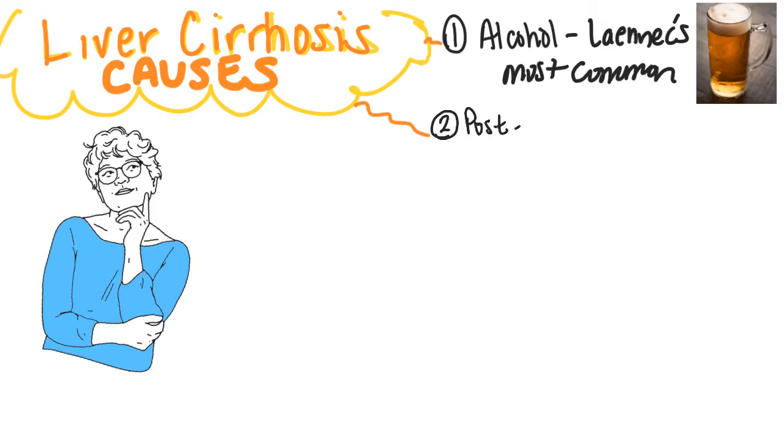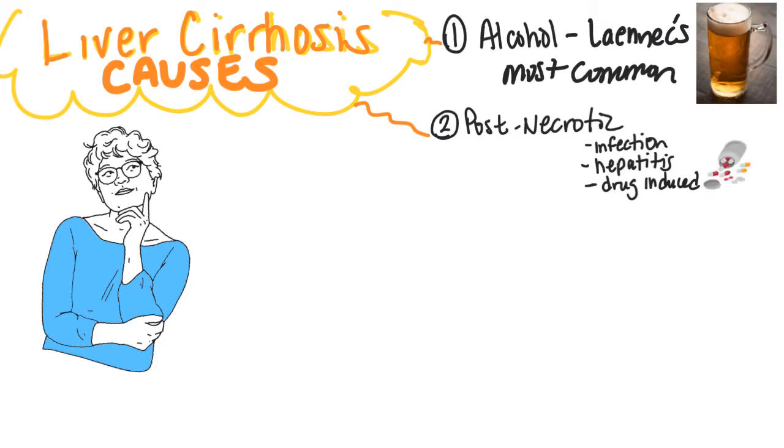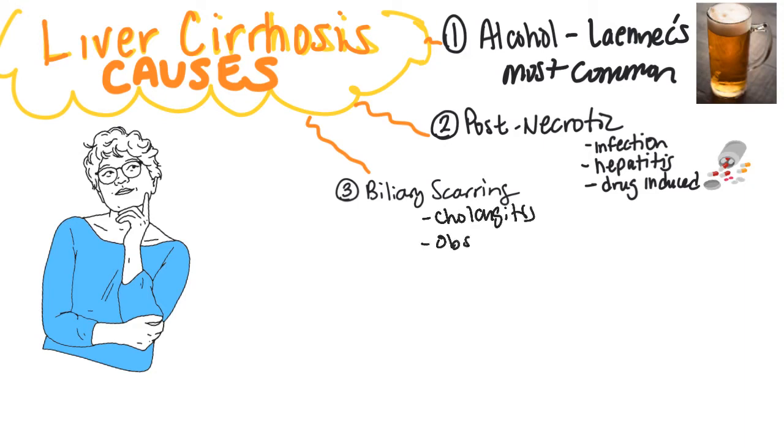The second one is post-necrotic, which happens after an infection, hepatitis, or drug-induced. So, for example, if you have Tylenol toxicity or an overdose, it could very much affect your liver, and parts of your liver may become necrotic. The next one is biliary scarring. So in your biliary tree, it could happen from cholangitis or an obstruction like gallstones inside the bile ducts that could cause the scarring, and narrowing, which causes bile to back up into the liver, and it kind of fries it after that.